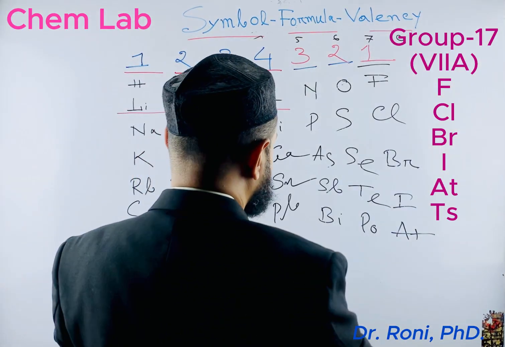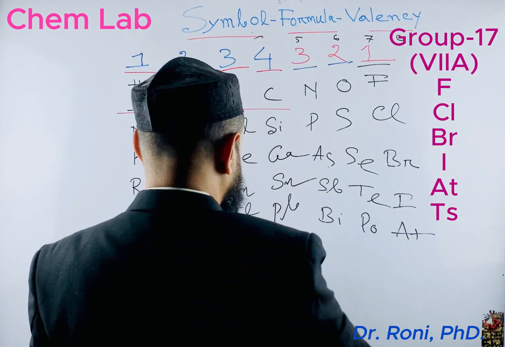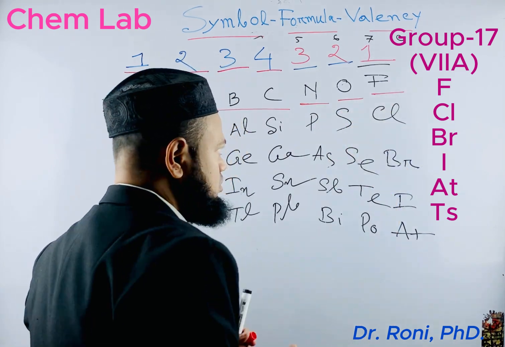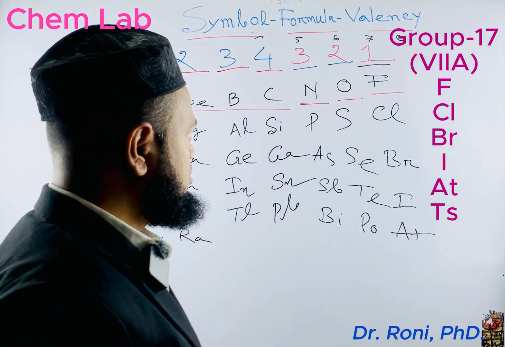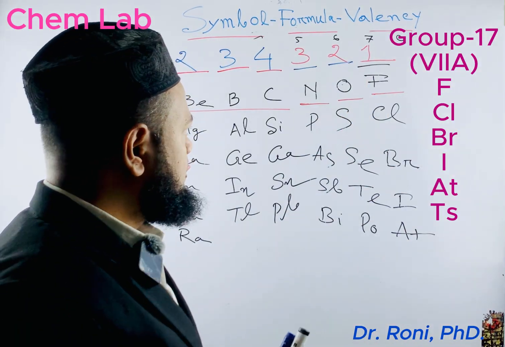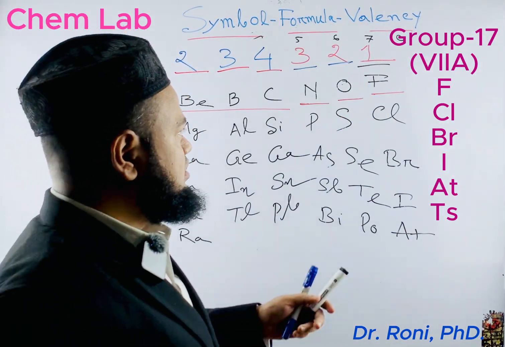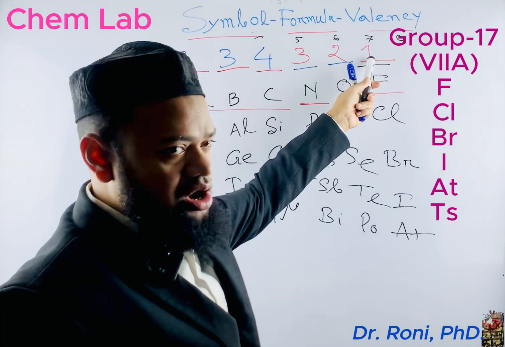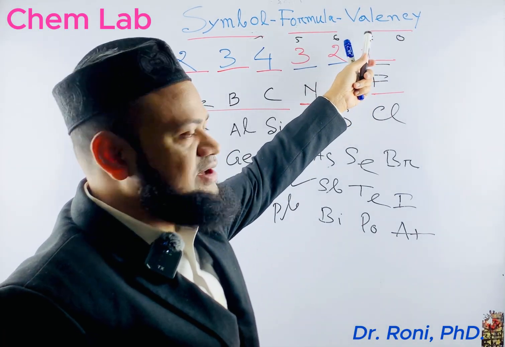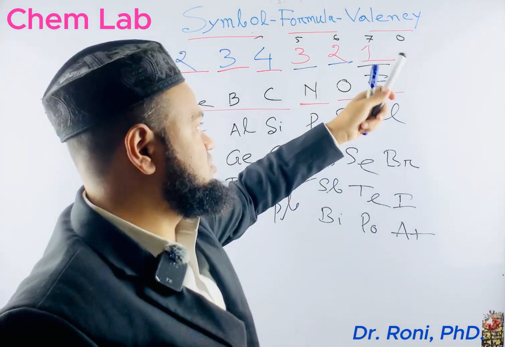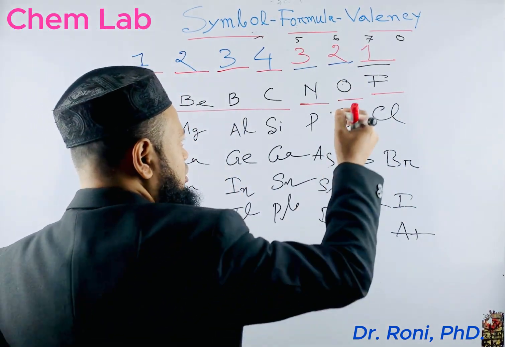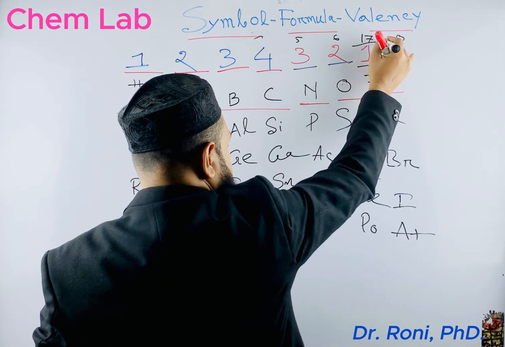So these are the elements of group 7. All of their valencies are 1. In the periodic table, they are in group 7 in the classical method, but in the latest method it is called group 17.